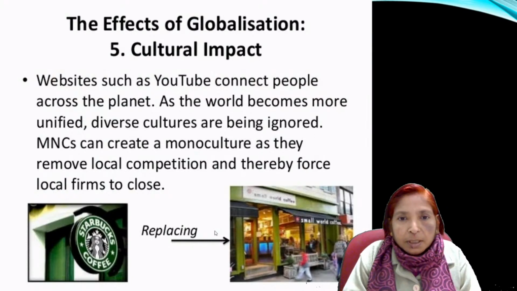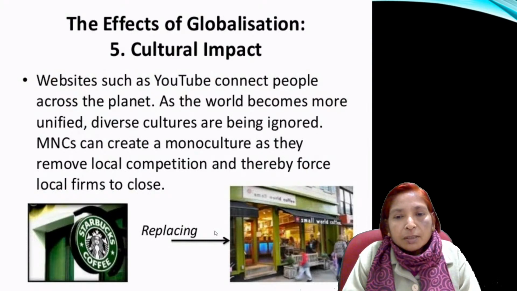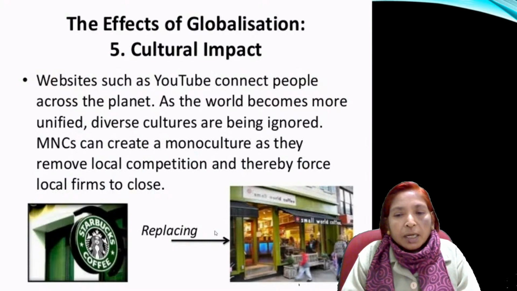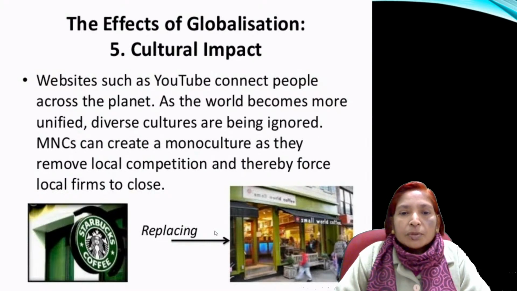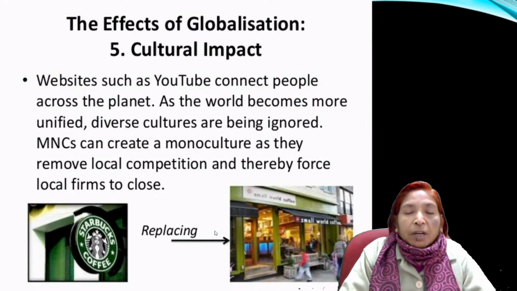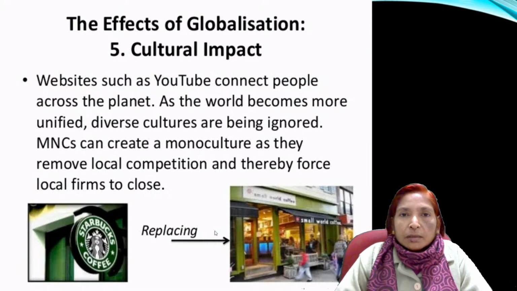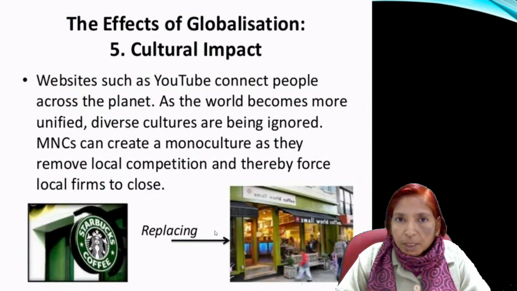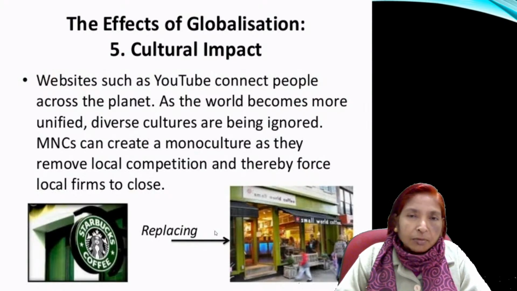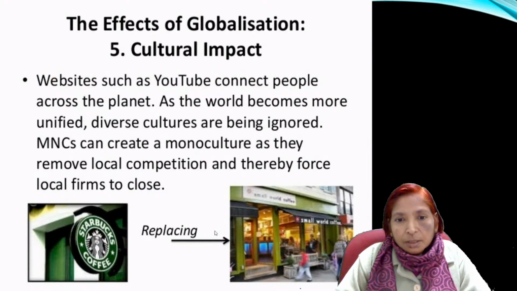Websites such as YouTube connect people across the planet. As the world becomes more unified, diverse cultures are being ignored. MNCs, meaning multinational corporations, can create a monoculture as they remove local competition and thereby force local firms to close. It means when we adopt this globalization system, then most of the developed countries' companies will enter developing nations through FDI, or foreign direct investment, and MNCs can create a monoculture as they remove local competition because they are huge companies.